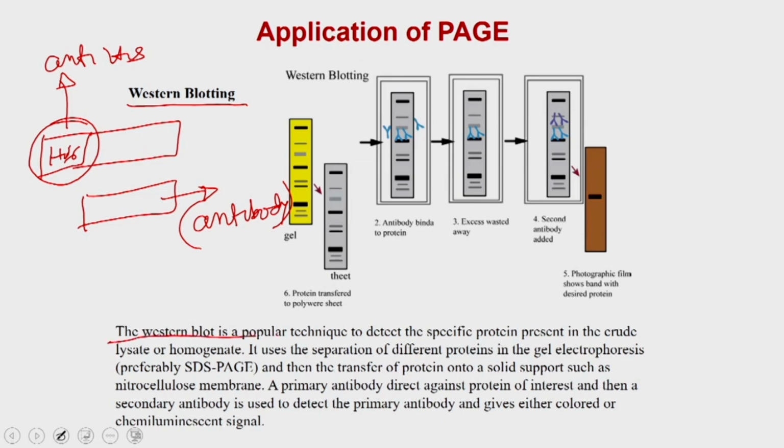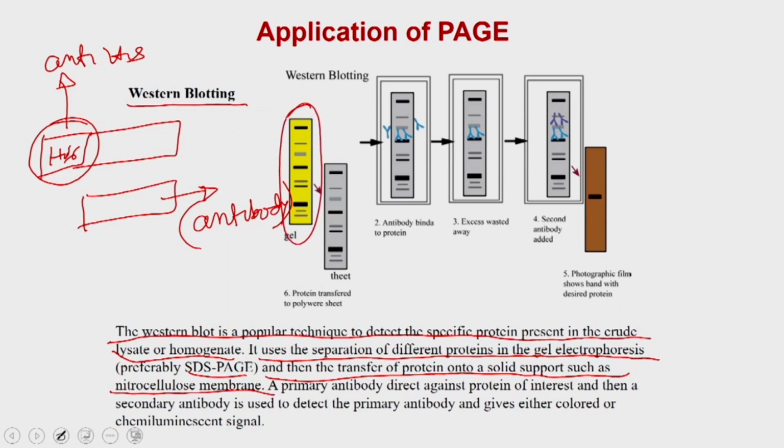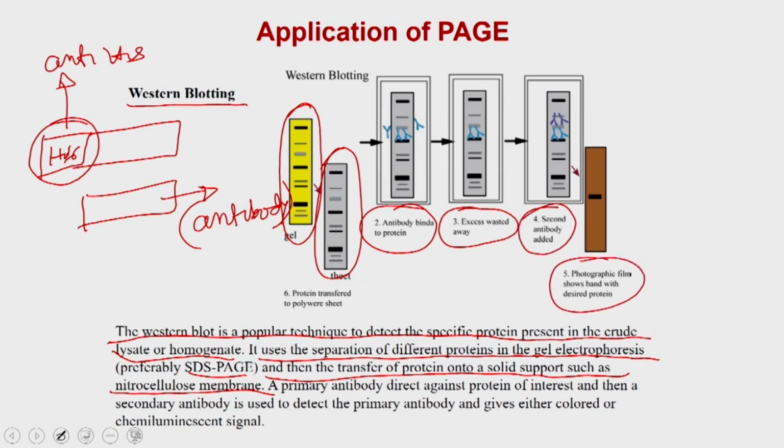So, Western blotting is a popular technique to detect a specific protein present in a crude lysate or homogenate. It uses the separation of different proteins by gel electrophoresis like SDS-PAGE, and then the transfer of the proteins onto a solid support such as a nitrocellulose membrane. So, first you run the gel, then you transfer it onto the nitrocellulose membrane, then you incubate with the primary antibodies, then you wash to remove the unbound antibody, and then you incubate with the secondary antibodies, and then you develop with different types of developing agents.